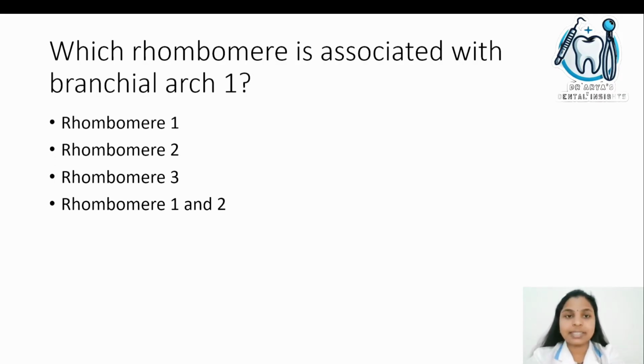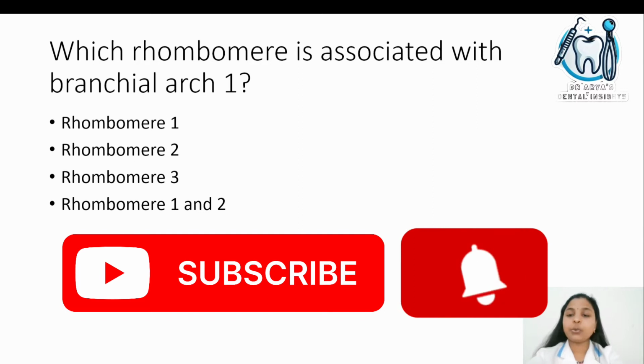So first question is, which rhombomere is associated with branchial arch 1? Any idea? So the options are rhombomere 1, rhombomere 2, rhombomere 3 and rhombomere 1 and 2. So let's move to the discussion part.